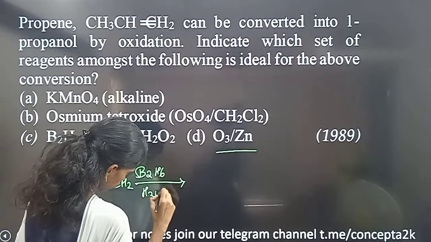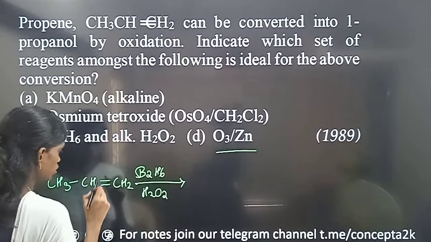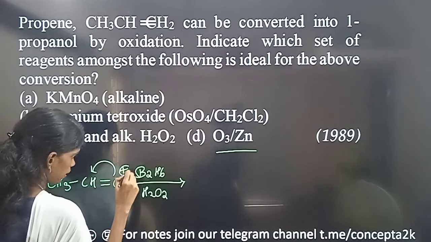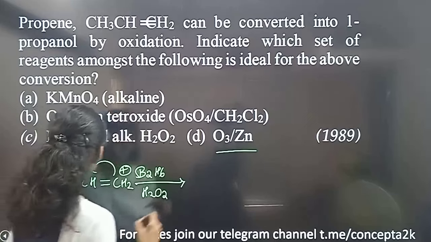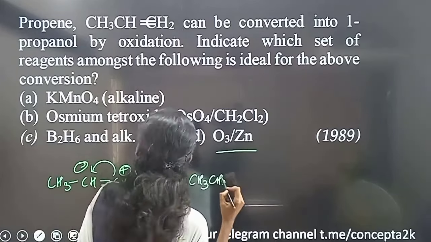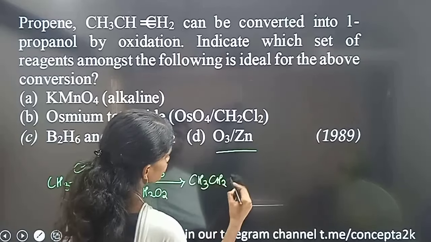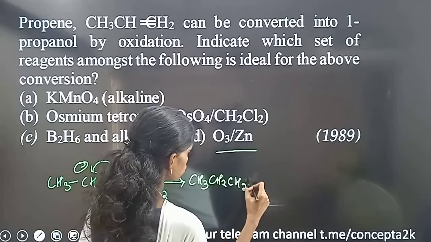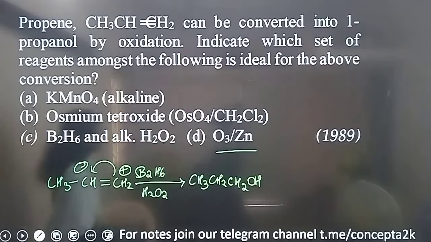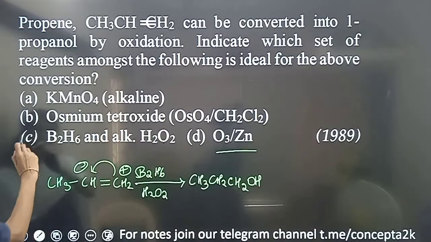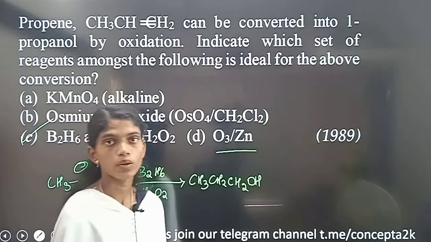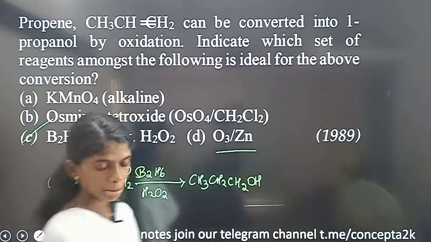In presence of H2O2, this bond will be cleaving like this, plus and minus. So CH3CH2CH2OH will be the product. So option C is the right answer, which is ideal for the conversion of propene to propanol.